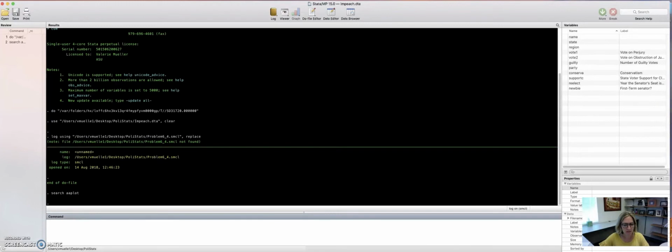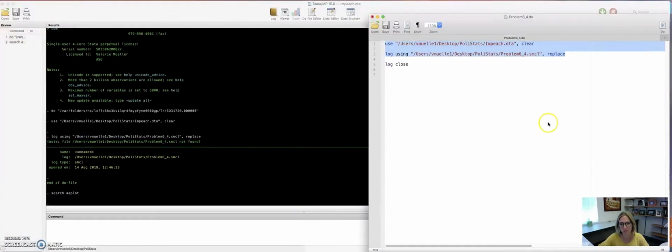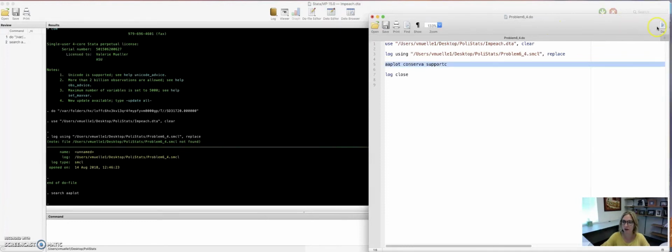Okay, so now that I have aaplot in Stata, what I want to do is go ahead and create a scatter plot to answer part A of the question. I'm going to do that by typing aaplot conserva support C. I'm going to run that, or execute that line.